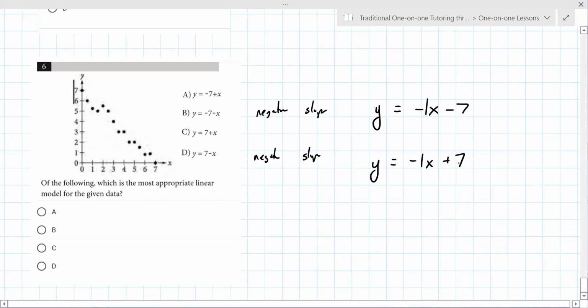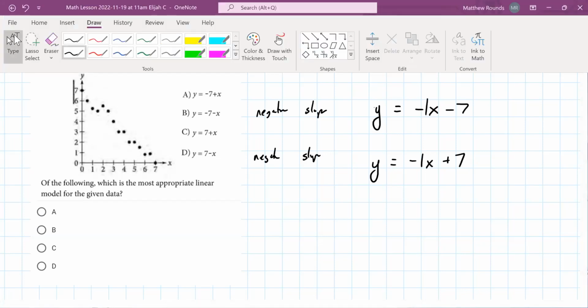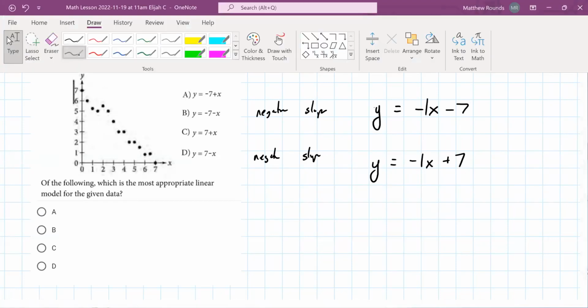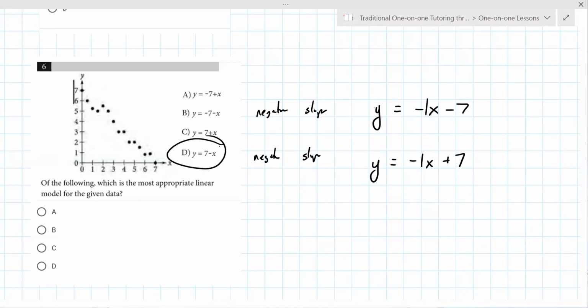What is the difference between those two? What is this other value to the right of X? That would be the intercept, the starting point. So where does this graph start? Plus 7, not minus 7. So which would be the correct equation? D. Why do they have the 7 in front?